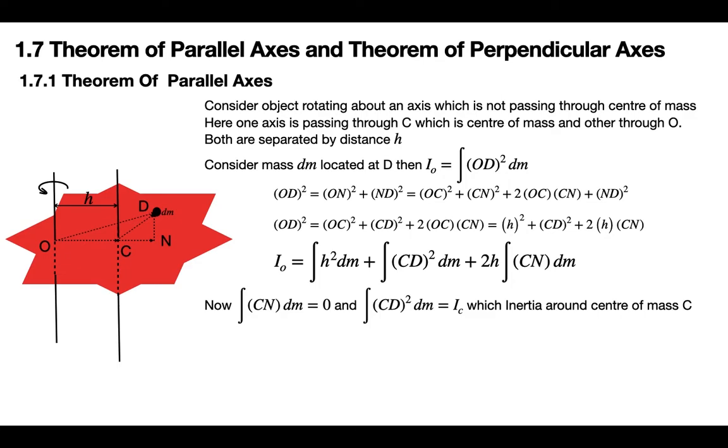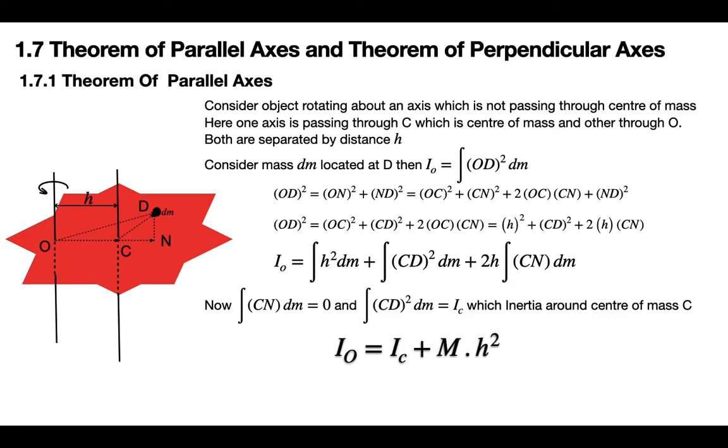And the integration of CD square dm is nothing but the inertia of the object around the axis which is passing through the center of mass. We treat that as IC, which means the inertia of the entire object around that axis. So we can rewrite the inertia of that particular object around the axis O: IO is equal to IC plus mh square. So this is the parallel axis theorem.